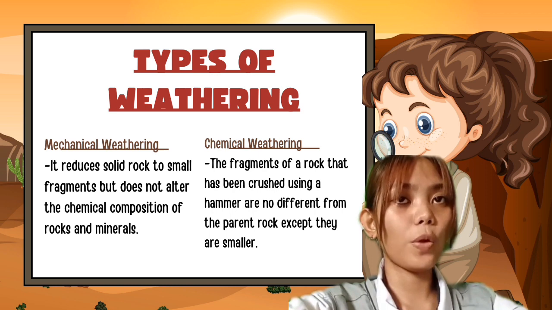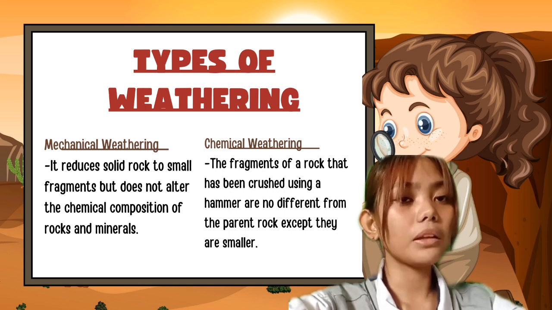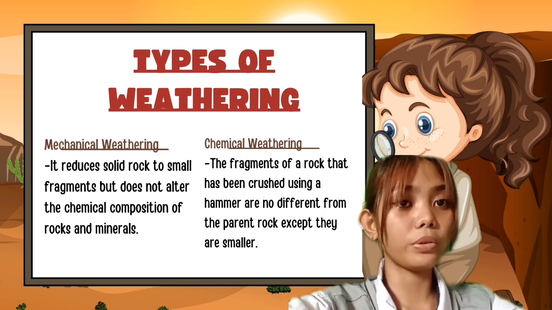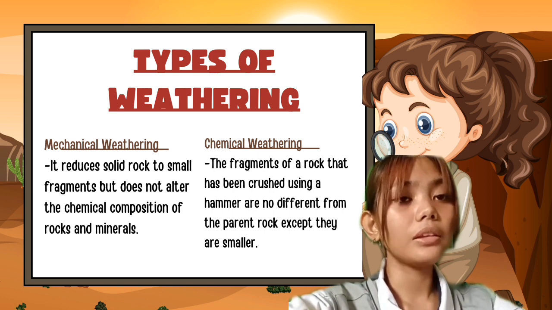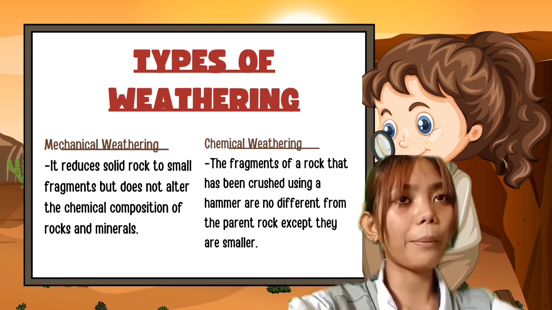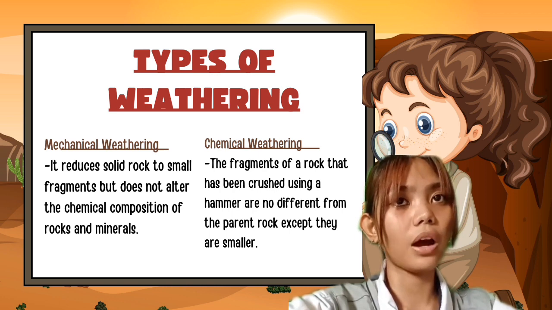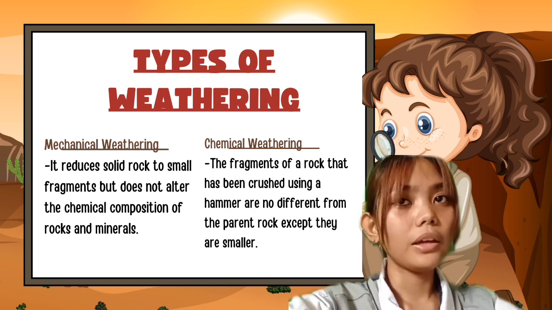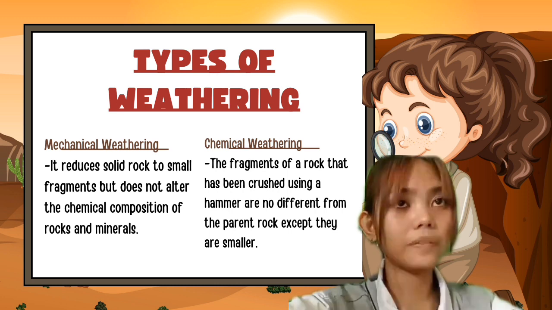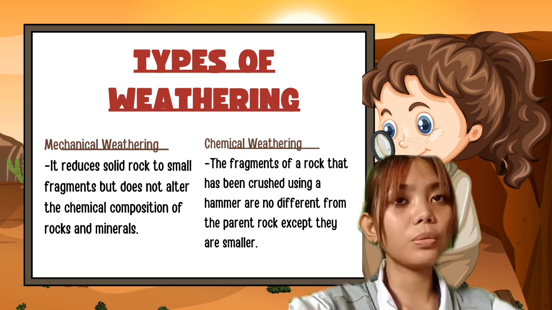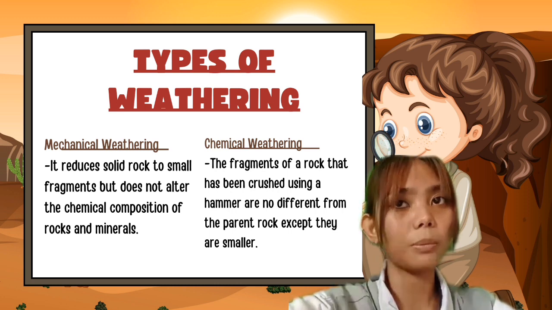Starting with mechanical weathering, which is also called physical weathering. It reduces solid rocks to small fragments but does not alter the chemical composition of rocks and minerals. Think of this: the fragments of rocks that have been crushed using a hammer are no different from the parent rock, except they are smaller. It's called mechanical weathering, which means breaking rocks into smaller bits without changing what they're made of.